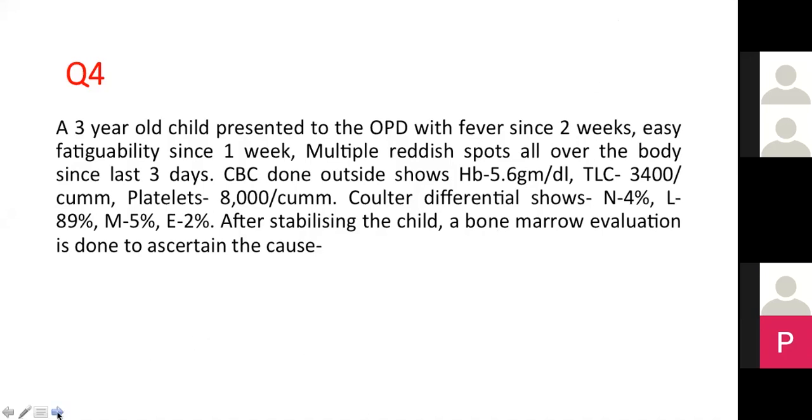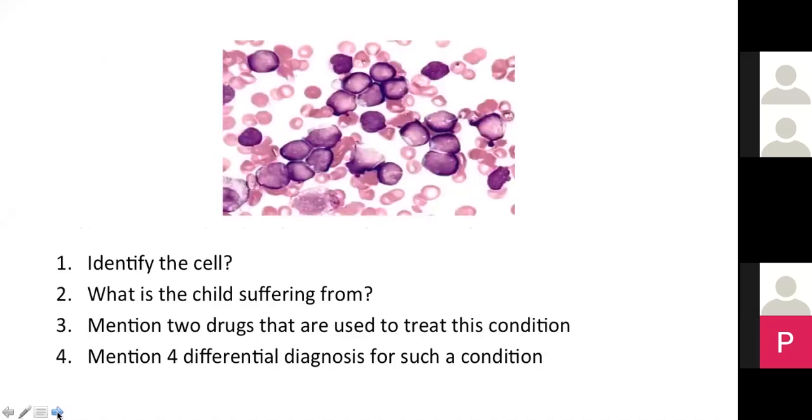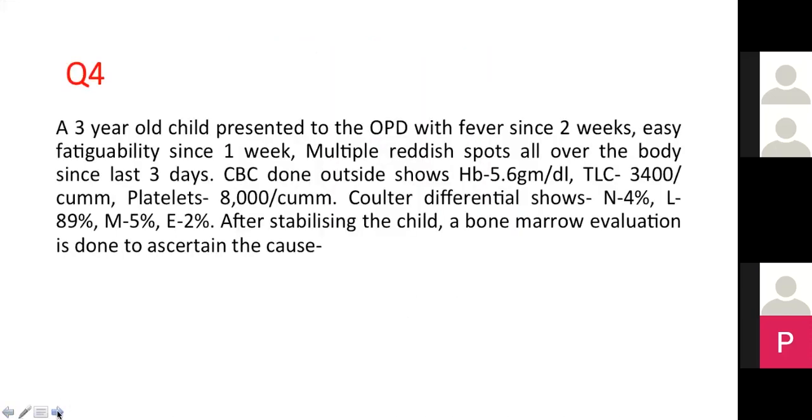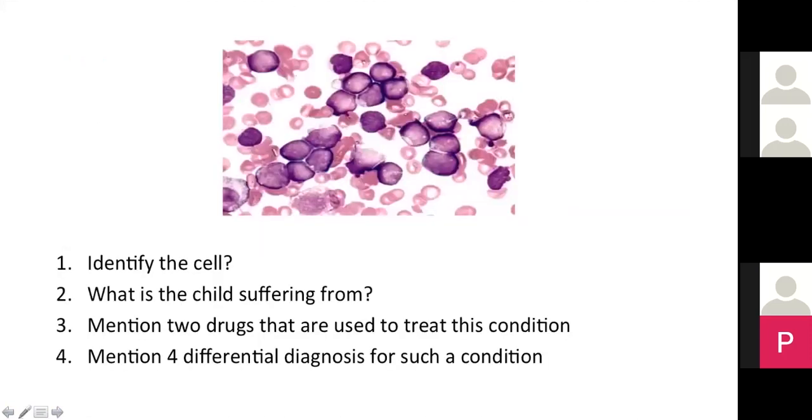So bone marrow is done in this situation, and this is the marrow picture. You need to identify the cell. What is the child suffering from? Name the 2 drugs that are used to treat this condition, and mention 4 differential diagnoses for this case scenario. So we now have 25 participants. We are on OSCE number 4, and I've given you the clinical scenario, and it would be really appreciated if you participate and give answers for this.